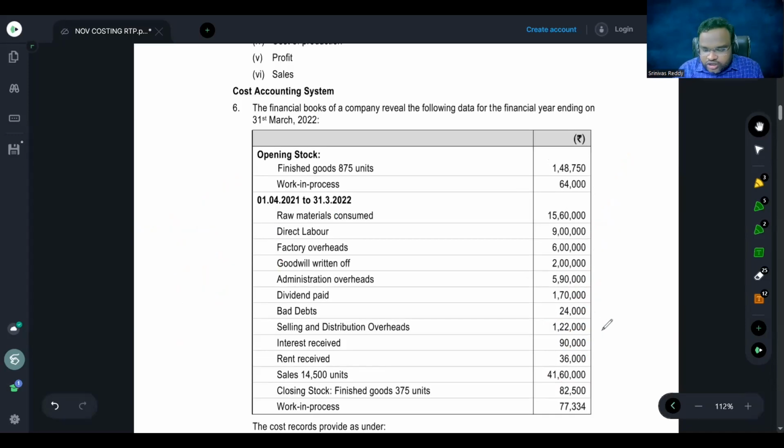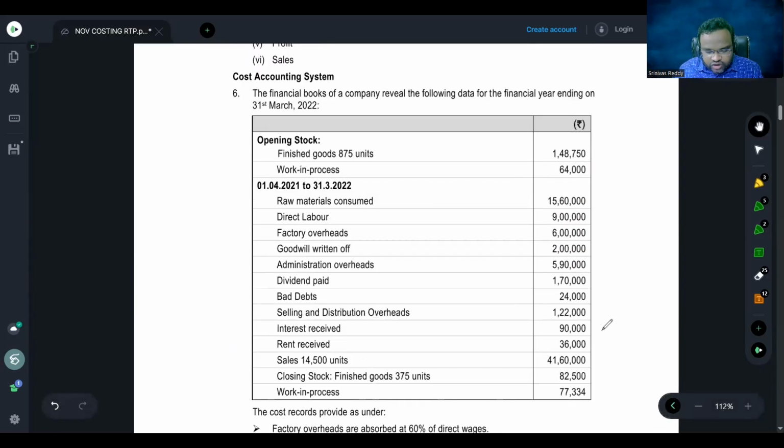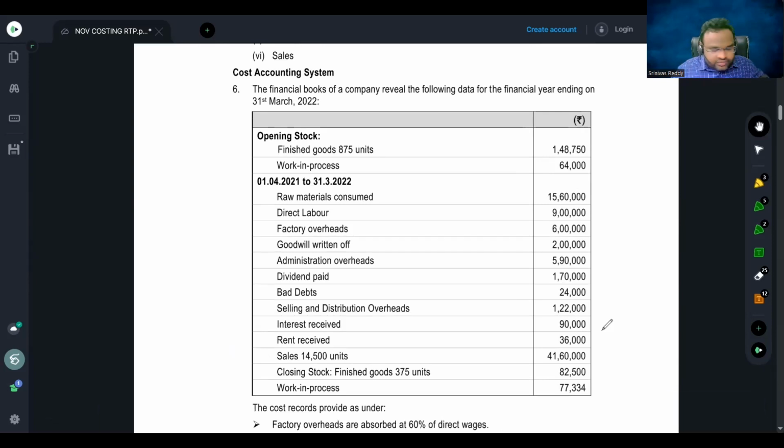So whatever is on the debit side, opening stocks and expenses will be taken on the debit side. Sales, closing stock, and other income will be taken on the credit side. Then we can work out what is the profit as per financial accounts. Now, see what is on the credit side: 41 lakh 60,000, closing stock, rent received, and interest received.